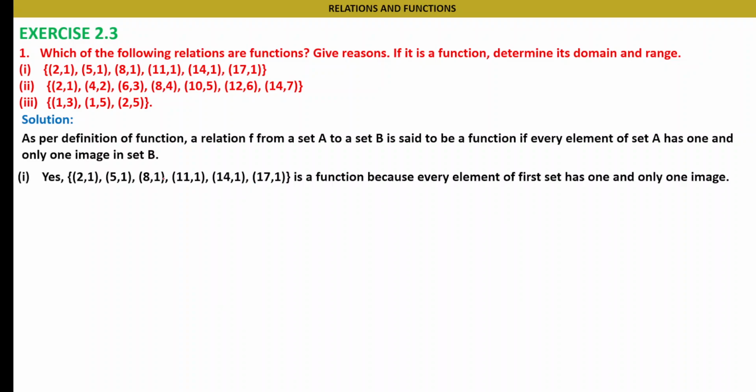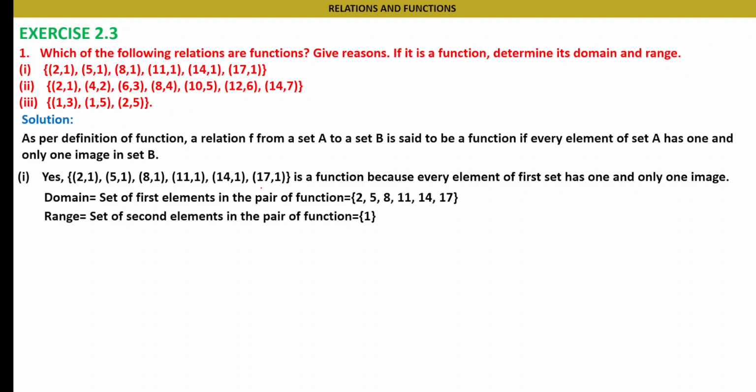So therefore, the first one is yes, this is a function: (2,1), (5,1), (8,1), (11,1), (14,1), (17,1). Every element of the first set has one and only one image. If you observe, 2 goes to 1, 5 goes to 1, 8 goes to 1, 11 goes to 1, 14 goes to 1, 17 goes to 1. 17 does not have any other image, so it's only 1. Therefore, the domain is the set of first elements in the pairs of the function: 2, 5, 8, 11, 14, 17. The range is the set of second elements in the pairs of the function, that is, 1.